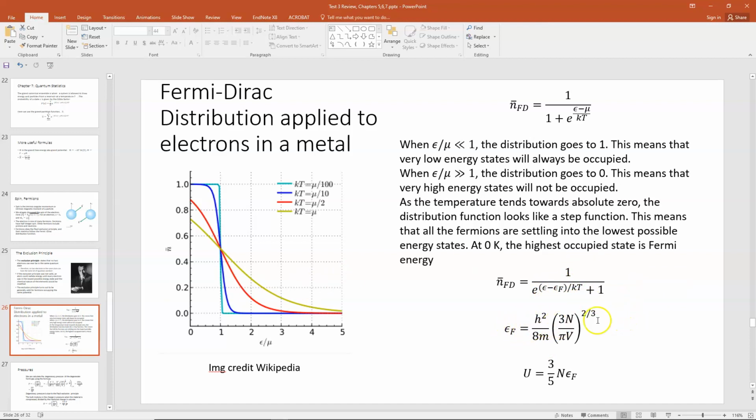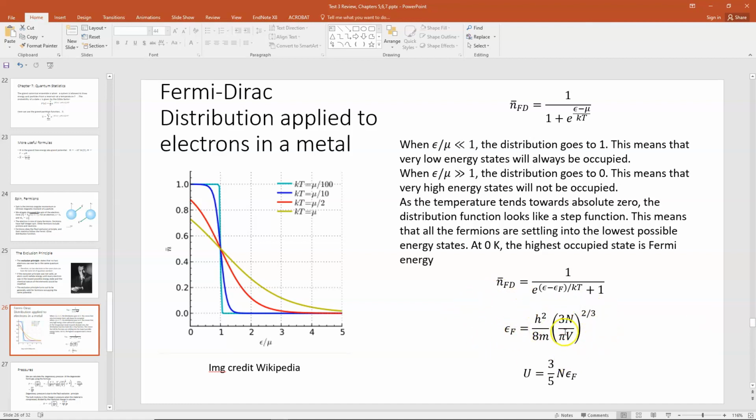I'm not going to go through that derivation here, but the Fermi energy can be described by h squared over 8m times (3n over pi V) to the 2/3 power, okay? And so here h is Planck's constant. m is the mass of the particle in question, which for conduction electrons is the mass of an electron. And n over V is the density of conduction electrons in the material. So you should be able to find the Fermi energy for different metals, okay?